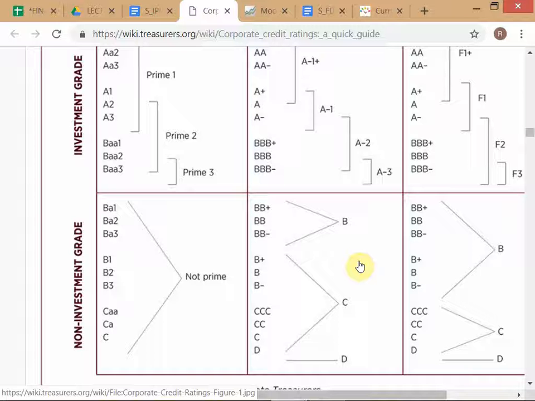So the answer is junk bonds. What is a junk bond? It's a bond with a below investment grade, a non-investment grade credit rating. Simple? Yes. Okay.